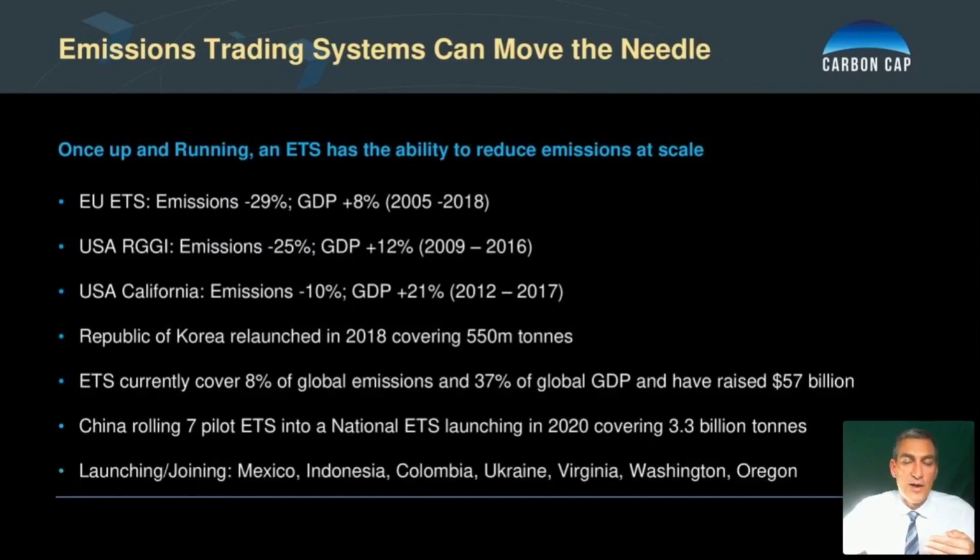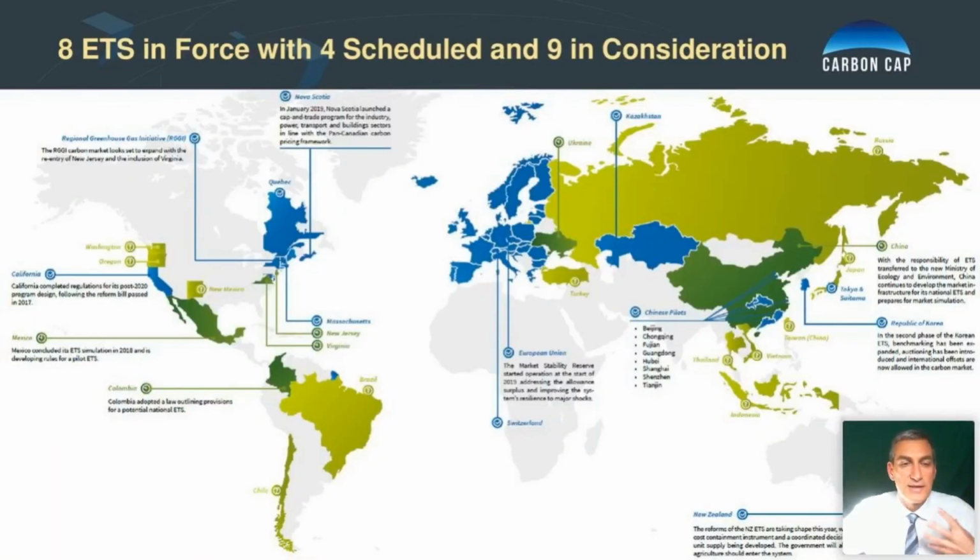New countries are also in the frame: Mexico, Indonesia, the Philippines, Colombia, the Ukraine. In the US, Virginia State, Washington State, Oregon State, all are looking to either launch or join an existing emission trading system. So it's very interesting that this is spreading and becoming a global phenomenon, because I think by and large it's been successful. Because we live in market-based economies, people don't like a carbon tax. They prefer a market-based mechanism.